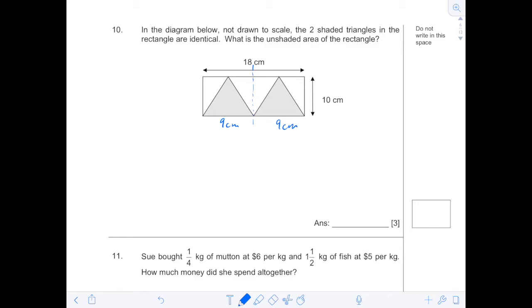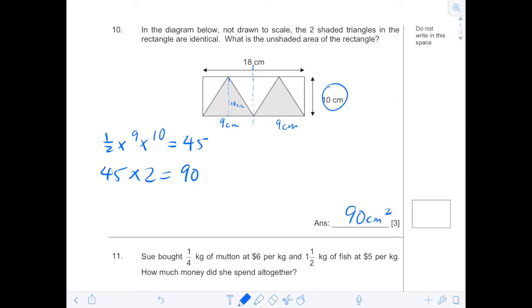Okay, so now we got the base of this triangle, and then we got the height, which is the same as this 10 cm over here. All we need to do now is find the area of each shaded triangle. You can have half times the base, which is 9, times the height, which is 10. You get 45. And because there are two shaded triangles, now you have to multiply it by 2, and the answer you get is 90. Don't forget your units, cm square.